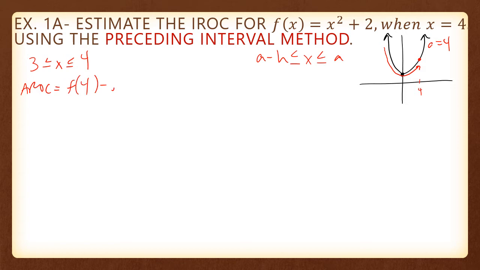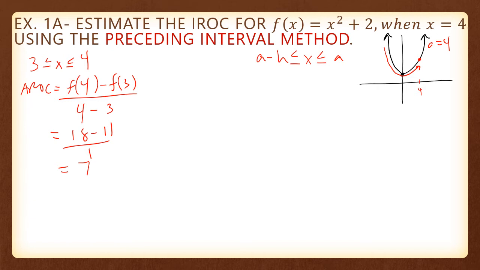So what's that? F of 4. And again, I'm only going to write the formula for this first one. And then after that, it's up to you. So f of 4 minus f of 3 all over 4 minus 3. Putting that into your function, you should get 18 minus 11. Obviously, 4 minus 3 is 1. That equals 7. And again, there's no units attached to that.